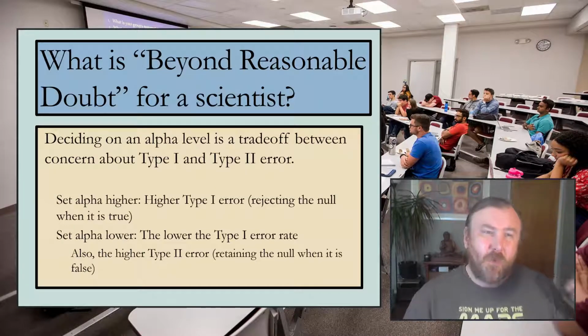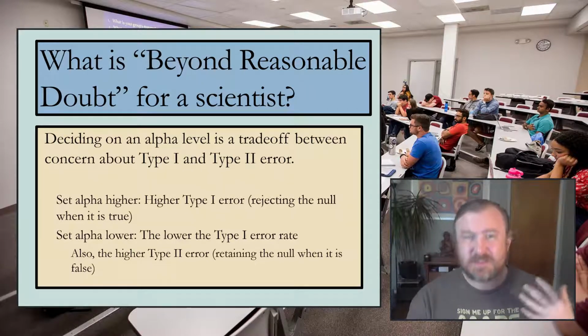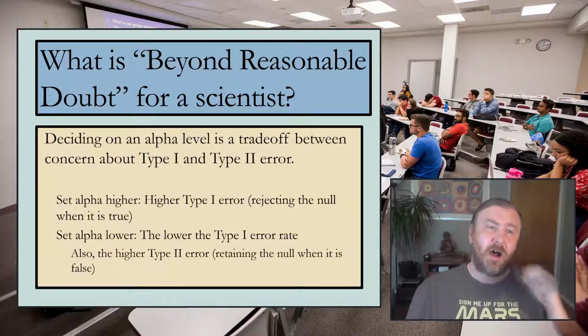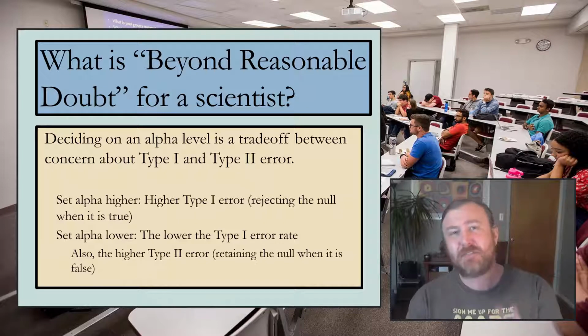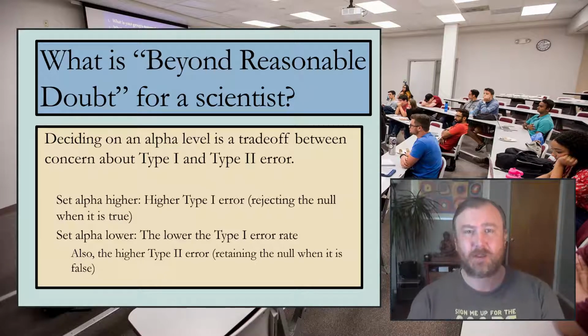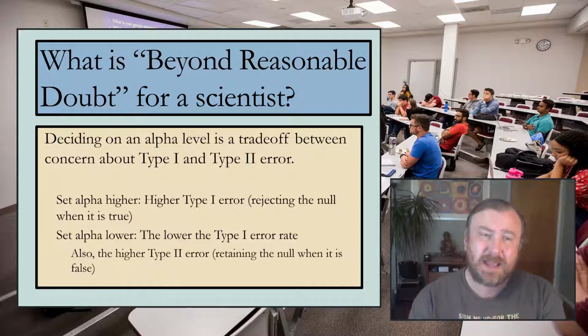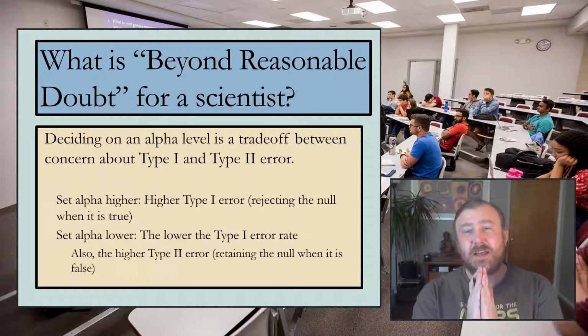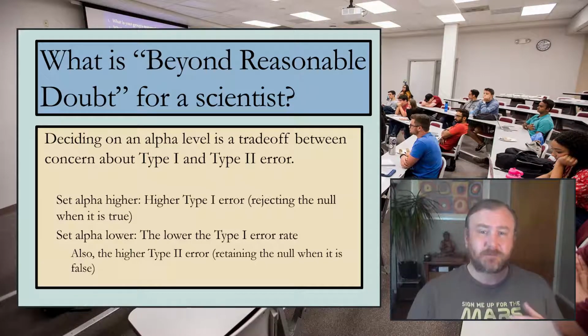So what is reasonable doubt for a scientist? Well, the scientist is in control of that reasonable doubt level. And you can think of that as the alpha level, right? The alpha level, in fact, is the probability that you are making a type 1 error. It is the probability of rejecting the null hypothesis when in fact the null hypothesis is true in reality.